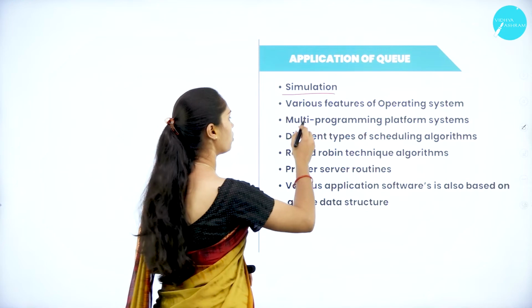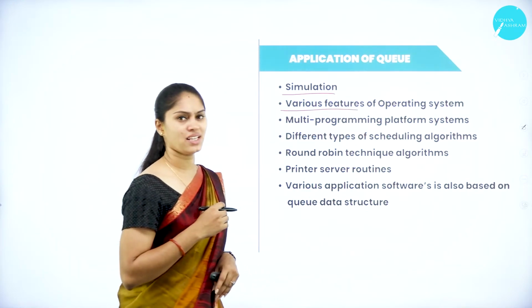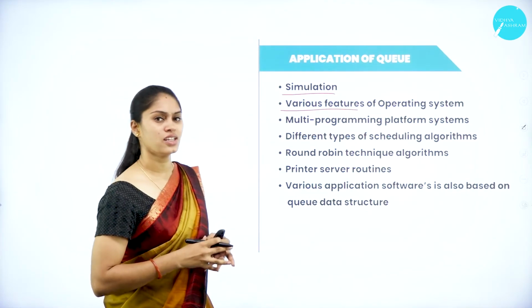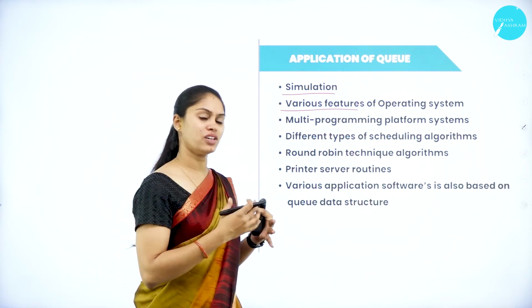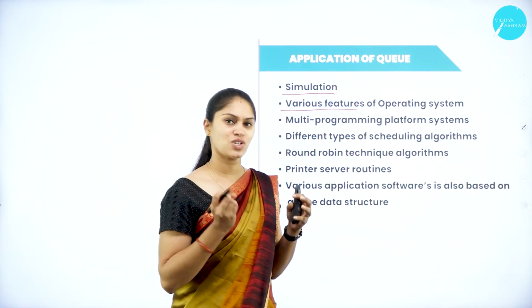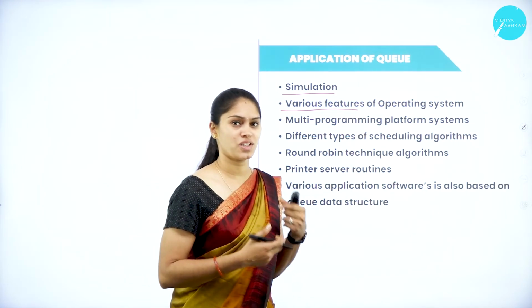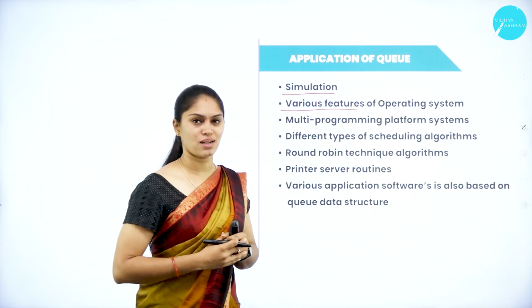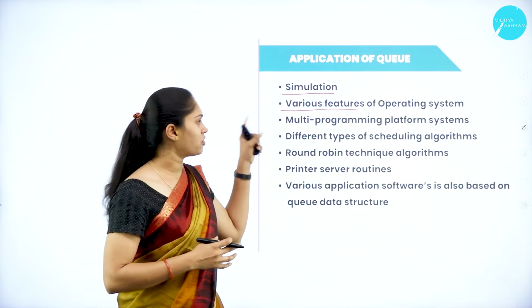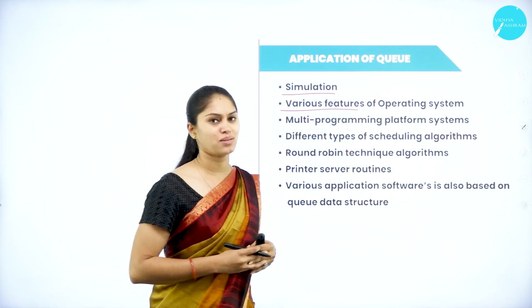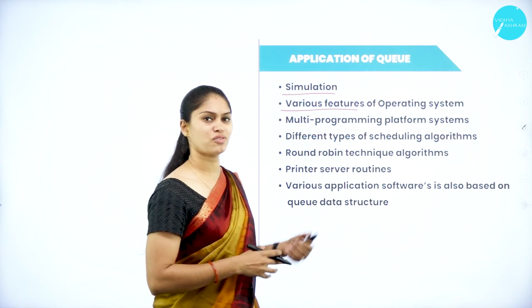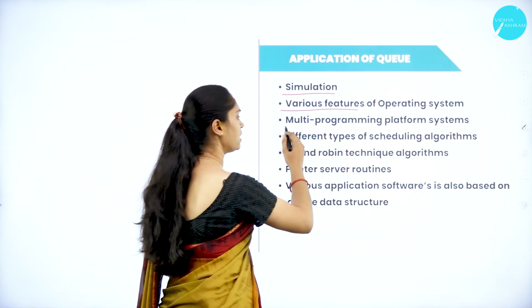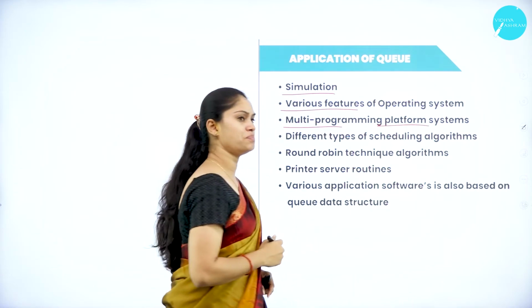Various features of the operating system follow this queue methodology, that means first in, first out. Whichever instruction comes first has to be processed first, and then it has to give the result back. In that way, various features of an operating system can be implemented by making use of this queue. So next, the multi-programming platform system.